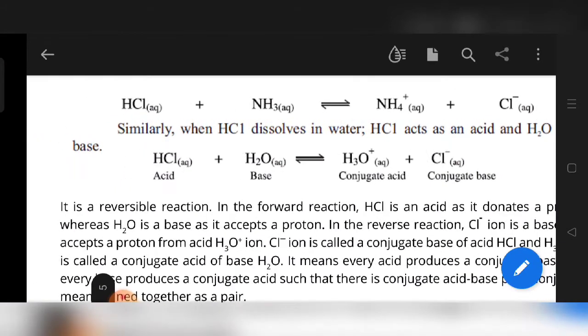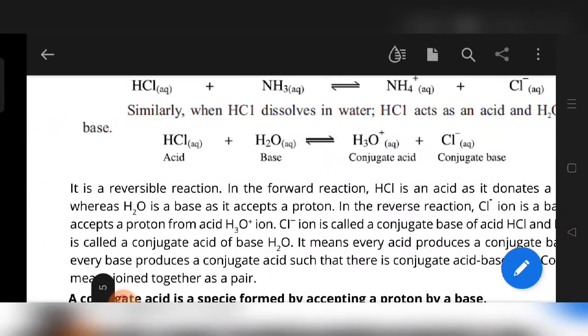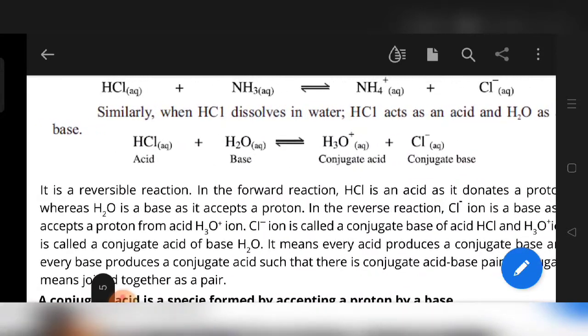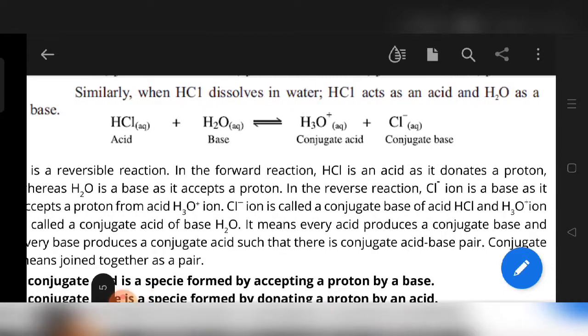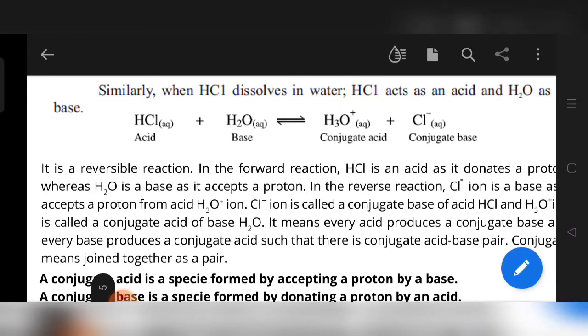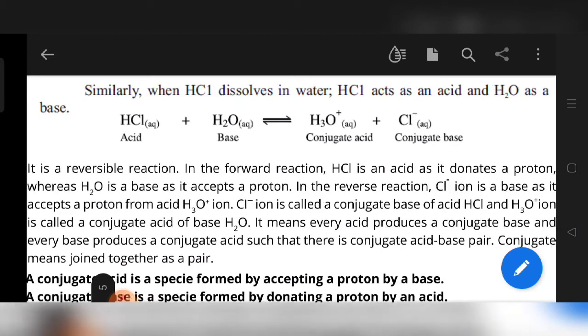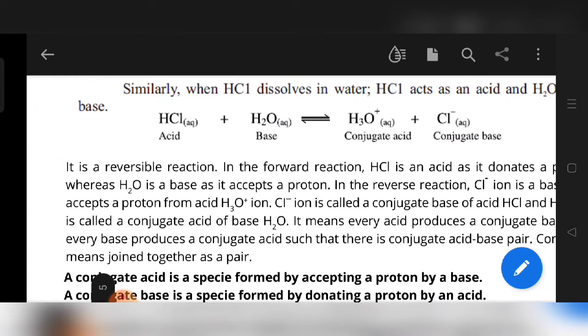Next, it is a reversible reaction. In the forward reaction, HCl is an acid, it donates protons, whereas water is a base, it accepts a proton. In the reverse reaction, the chloride ion is a base, it accepts a proton from the hydronium ion. The chloride ion is called the conjugate base of the acid HCl, and the hydronium ion is called the conjugate acid of the base water.